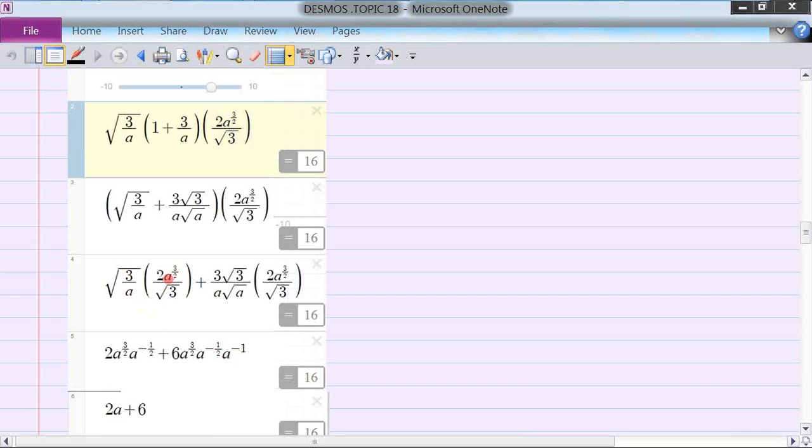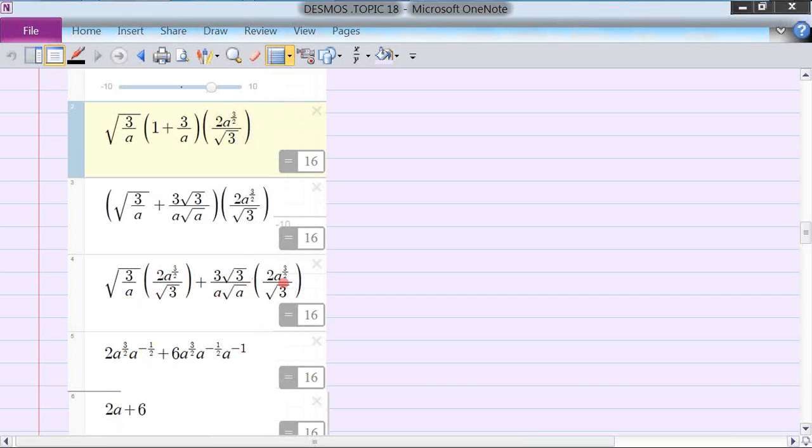And then I'm left with 2a to the 3 halves. And I'm bringing this up, and it's the square root of a, so I'm going to call it minus the square root of a, or a to the minus a half, because this is a to the power 1, and then there's an implied 2 here. So I bring that up. The root 3 and the root 3 cancel. This stays the same, and I bring this a up, and it becomes a to the minus a half.